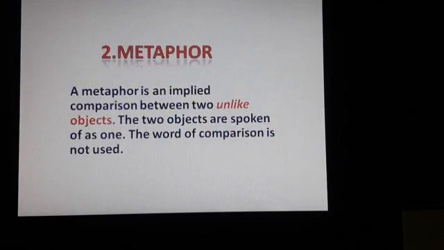Next figure of speech is metaphor. Metaphor is an implied comparison between two unlike objects. The two objects are spoken of as one. The word of comparison is not used here. And therefore, metaphor also is known as implied simile. Here also comparison is done between two unlike objects like simile. But here two objects are spoken of as one. Comparative words like so, as, like are not used here. Both things are different, yet the poet will speak as one.